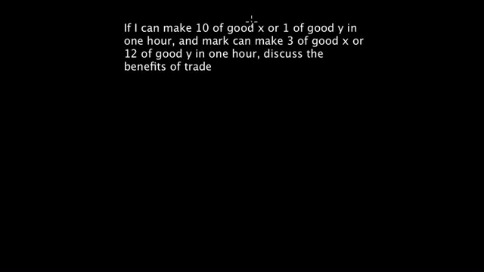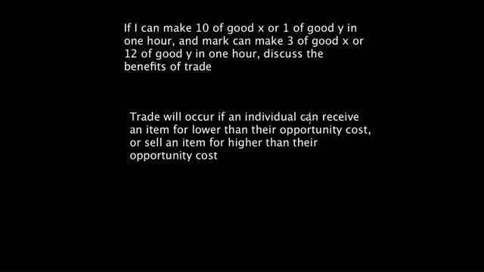So the example we went through last time was I can make 10 units of good X or 1 unit of Y in 1 hour, but Mark, some other guy, can make 3 units of X or 12 units of Y in 1 hour. So when will trade actually occur? The definition is that trade will occur if an individual can receive an item for lower than their opportunity cost for that item. So if I can receive an item for lower than my opportunity cost, I will want to trade. Or if I can sell an item for higher than the opportunity cost, I will also want to trade.